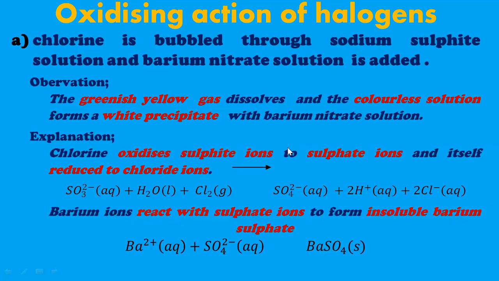So the chlorine oxidizes sulfite ions to sulfate ions, and it's self-reduced to chloride ions. So these are the sulfite ions forming sulfate ions. The chlorine gas is reduced to chloride ions. These hydrogen ions are from the hydrochloric acid formed as a result of dissolution of chlorine in water. Now the barium ions react with the sulfate ions formed here to form the insoluble barium sulfate. That's what appears as the white precipitate. Is that clear?